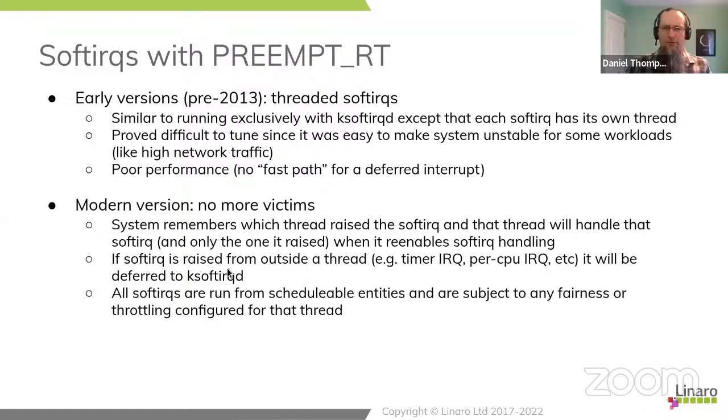If you raise a soft IQ from something that's not schedulable, timer IQs, per CPU stuff, and so on, then that will be deferred to KSoftRQ as it was previously. That's still a schedulable entity, but now most of the other things that happen with soft IQ don't interfere and don't get lumped together. So what that means now is that all soft IQs are run from scheduler entities. They don't steal time. If they are taking time, it's because you have asked them to run. And so they can be subjected to any fairness or throttling that is configured for that thread.